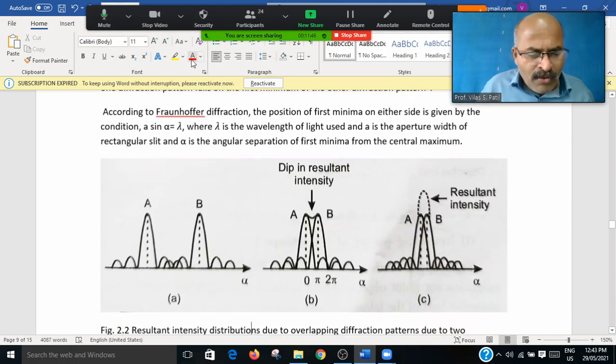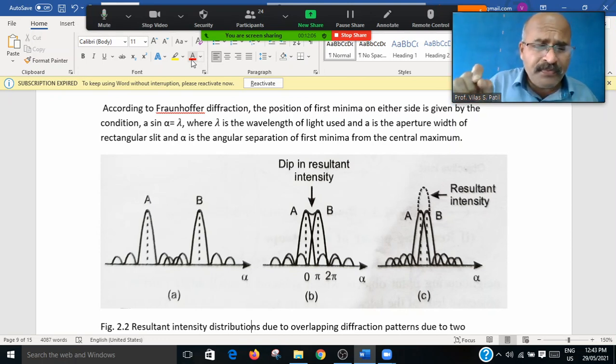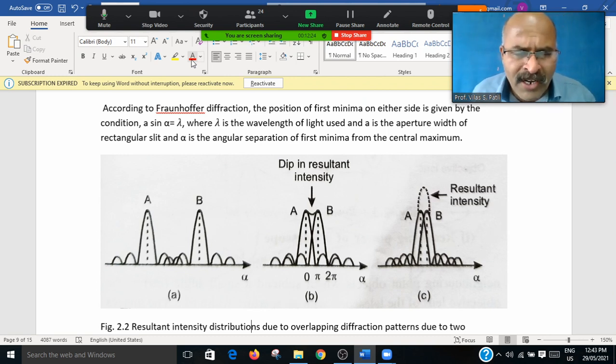And according to Fraunhofer diffraction, the position of the first minima on either side is given by a sin alpha equal to lambda, where lambda is the wavelength of the light used, and a is the width of the aperture, which is a rectangular slit, and alpha is the angular separation of the first minima from the central maxima. That angular separation is very, very important. So a sin alpha equals lambda.